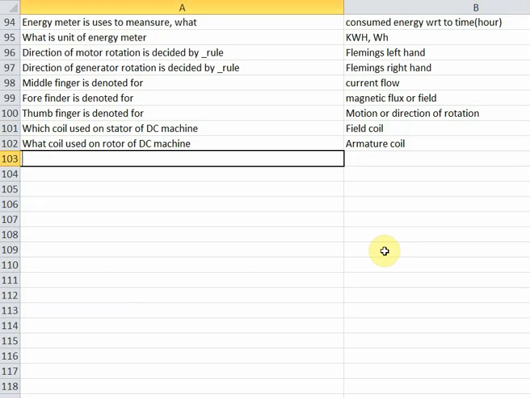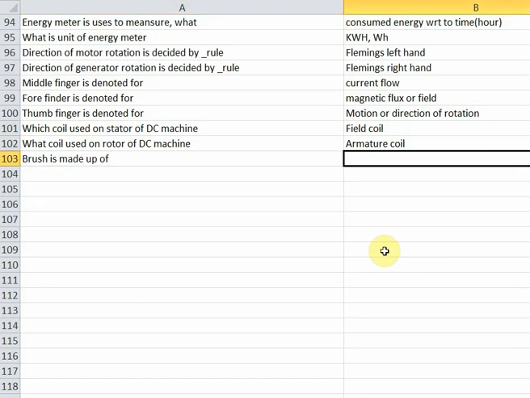Okay. Brush is made up of graphite. Graphite. Okay.